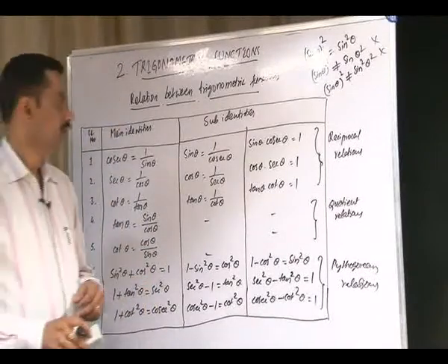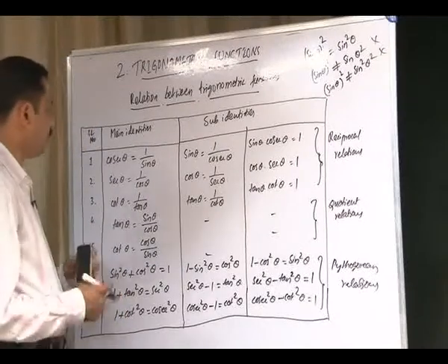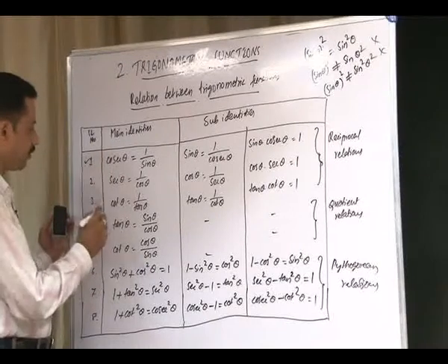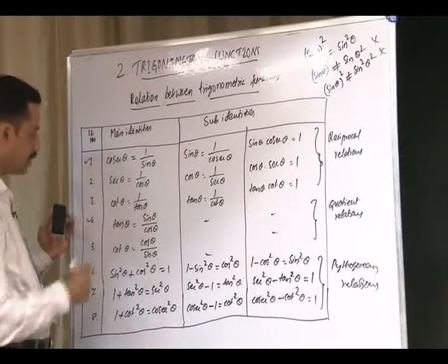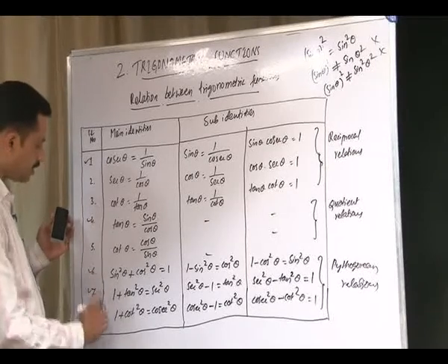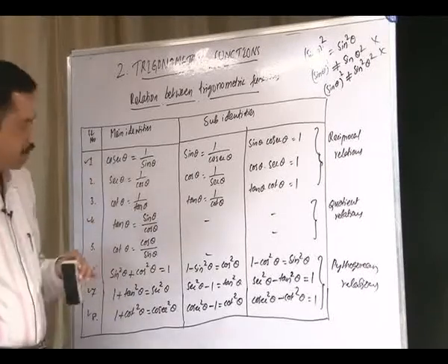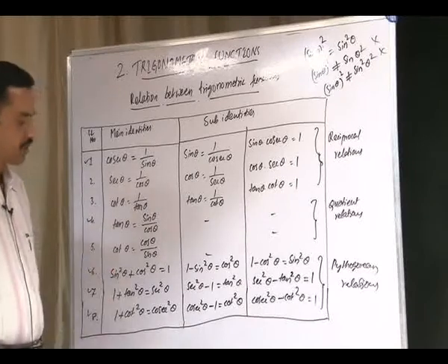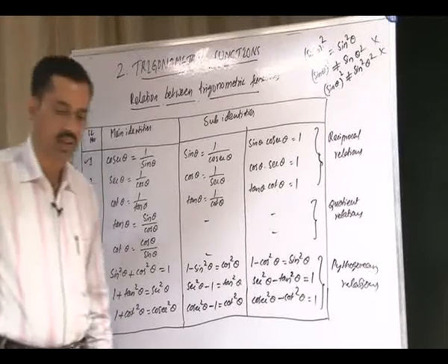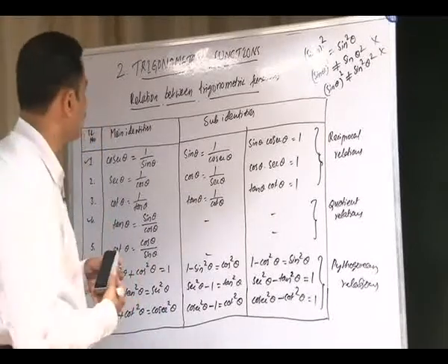In this, I will prove some of the relations. I will prove the first one, then the fourth one. The remaining two are similar and very simple, you can prove them by yourself. Then I am going to prove these three identities: sin square theta plus cos square theta is equal to 1, 1 plus tan square theta is equal to secant square theta, and 1 plus cot square theta is equal to cosecant square theta. So, the proof of these identities.